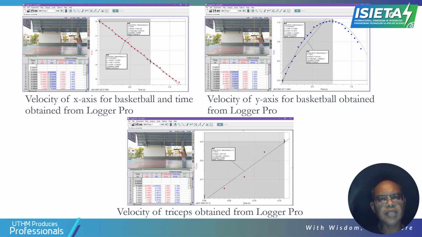This slide shows three figures. The first one is the velocity of the x-axis for the basketball, obtained from Logger Pro. The second one is the velocity of the y-axis for the basketball, obtained from Logger Pro. And the third one is the velocity of the triceps, also from Logger Pro. These are all the data recorded and then analyzed.